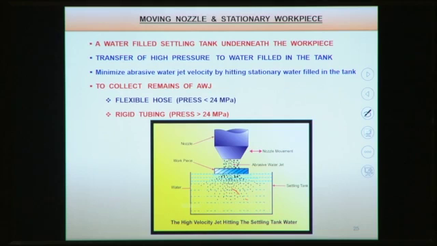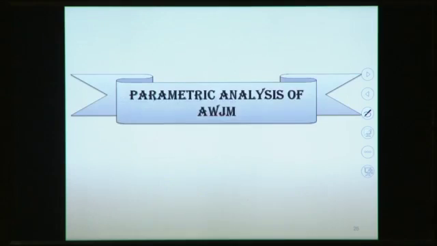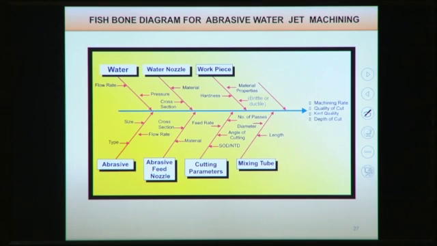Flexible hose pipes. A flexible hose pipe is used to connect the intensifier to the nozzle, so the fluid flows from the intensifier to the nozzle. When your pressure is less than 24 megapascal, you can use a flexible hose. And when your pressure is greater than 24 megapascal, rigid tubings are used to connect the nozzle with the high velocity pressure jet.